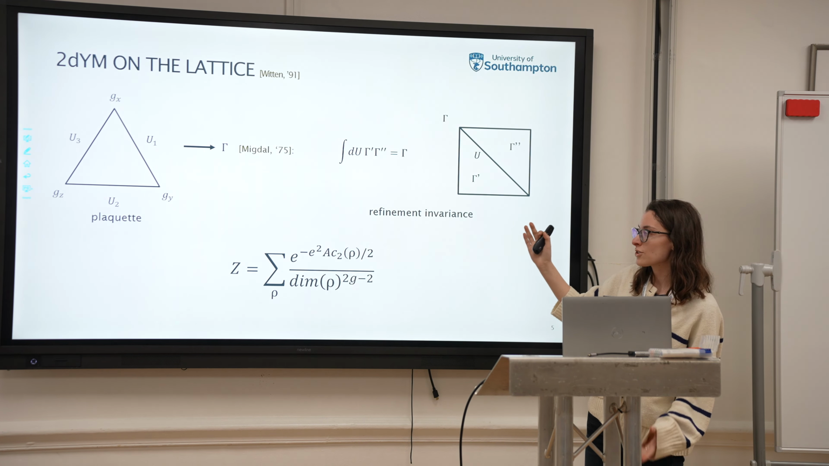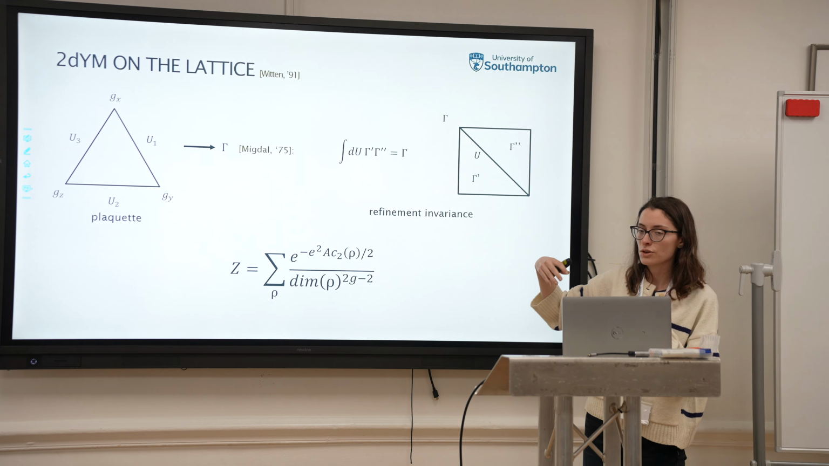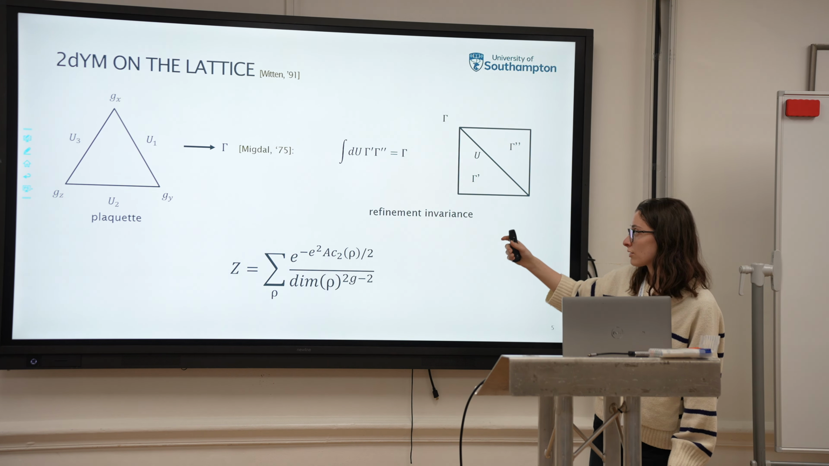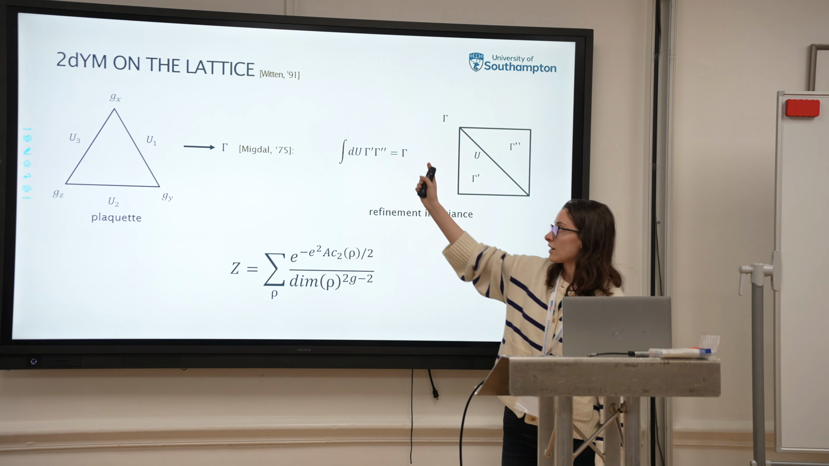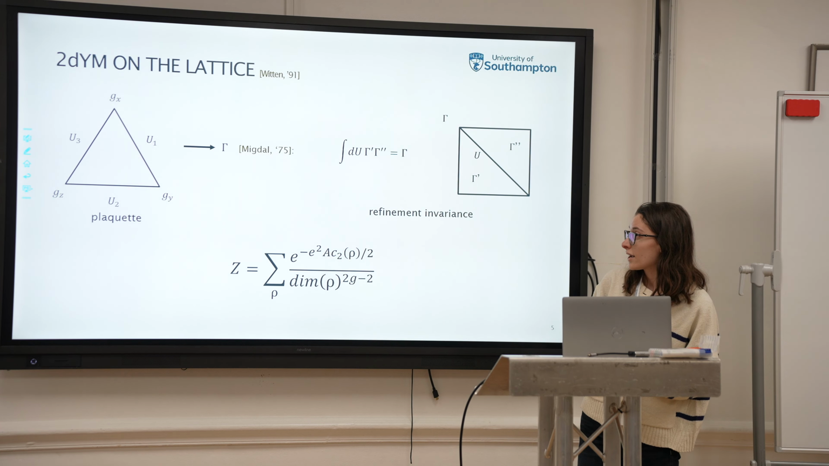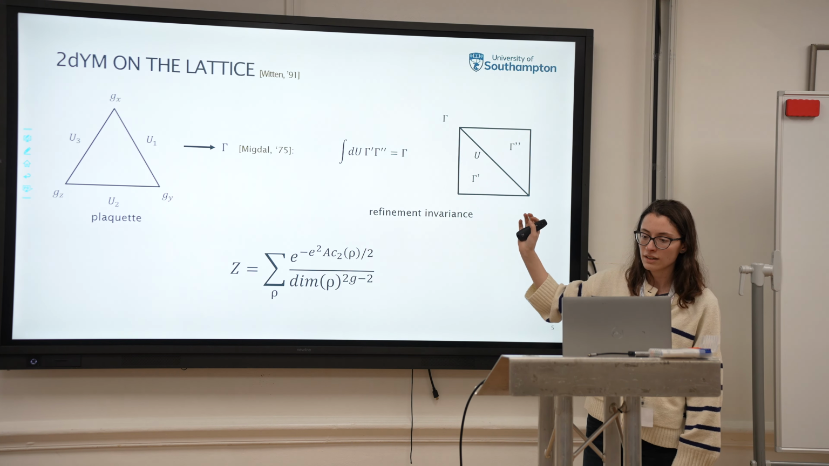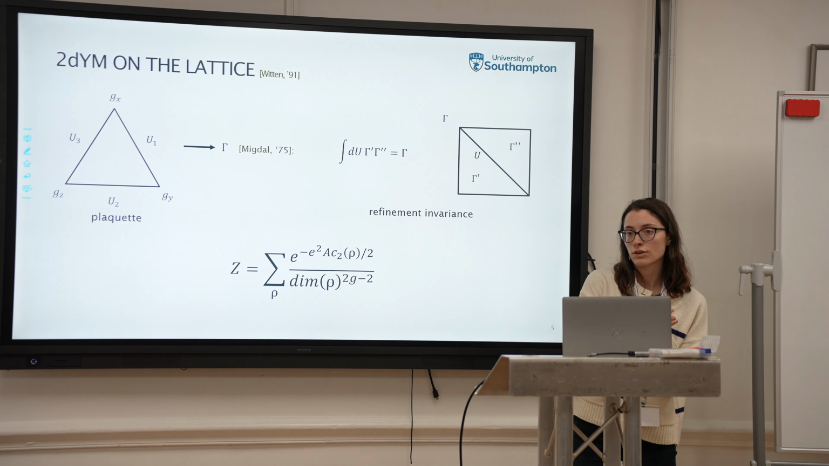In 3 and 4 dimensions, this is not true, right? Because you would get some terms coming from the renormalization of your theory. So this is very, very non-trivial. And this is the reason why 2D Yang-Mills is exactly solvable. This is equivalent to taking the continuum limit of your lattice theory.